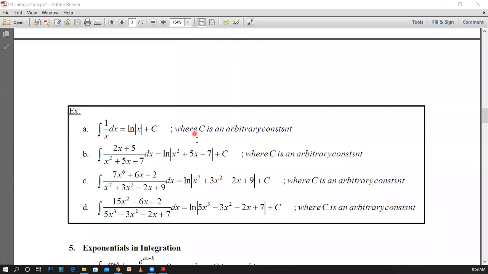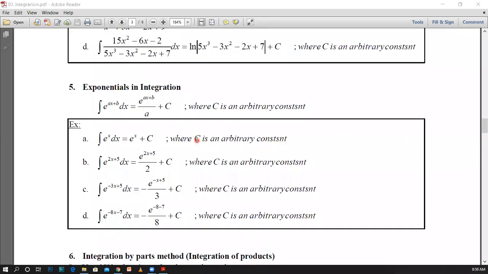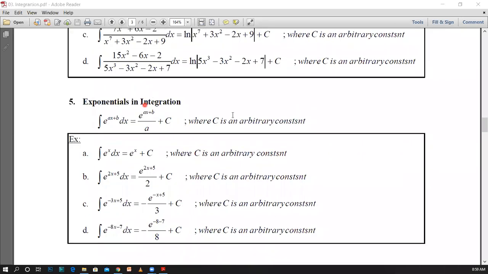Now we will focus on the exponentials in integration.